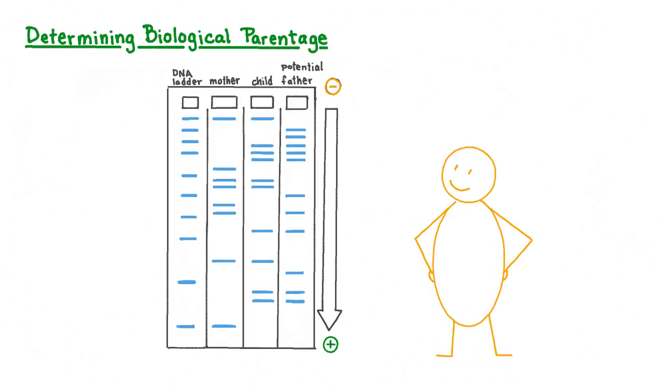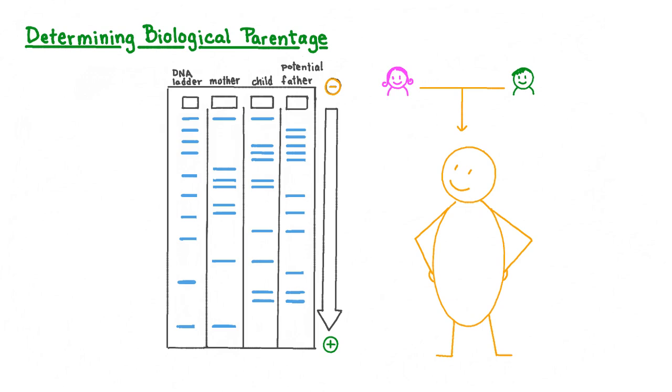Another common use of DNA fingerprinting is in determining biological parentage. Since we inherit half of our genetic material from our biological mothers and half from our biological fathers, half of our DNA fingerprint is likely to match that of our mothers, and the other half is likely to match that of our fathers. So, in order to determine paternity using DNA fingerprinting, geneticists acquire 3 samples of DNA, one from the mother, one from the child, and one from the potential father.